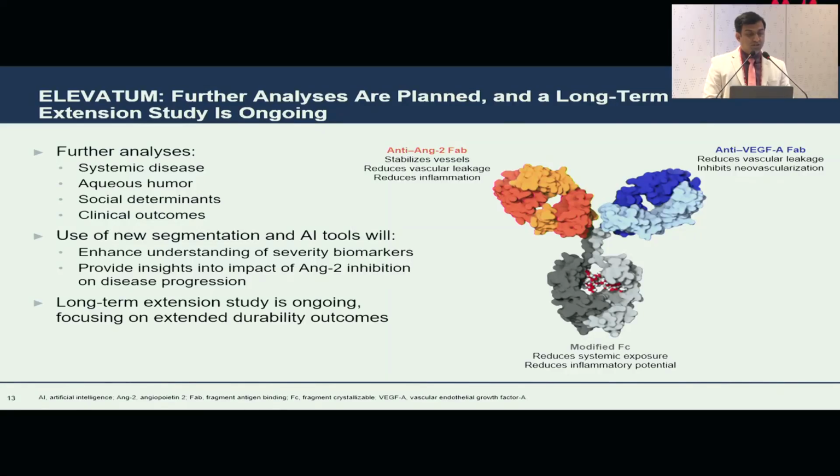Further, ELEVATUM is also planning a long-term extension study looking at the systemic disease, the aqueous humor, and more into the social determinants and clinical outcomes, with an enhanced understanding of severity biomarkers using new segmentation and AI tools, and providing insights into the impact of Ang2 inhibition on disease progression.